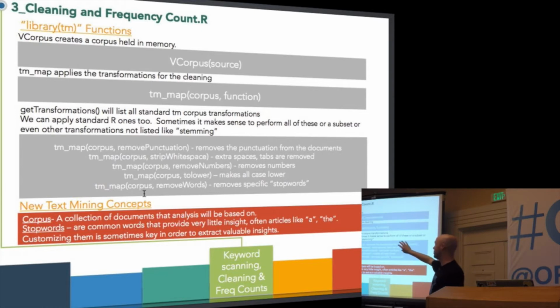tm_map is a way to apply transformations when we're doing these text cleanings, right? Like removing punctuation and so on. Calling the function getTransformations will list common ones, and then you can always create new ones. We create a very small one later. So really, two text mining glossary terms I want you to take away: a corpus is a collection of documents, and if you have multiple corpus, that's called a corpora. You'll hear text miners talk about that. And then stop words I already talked about.